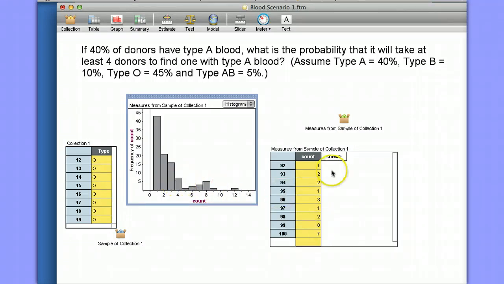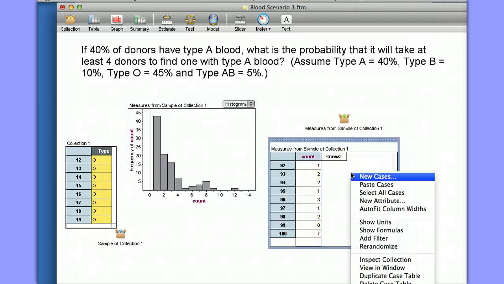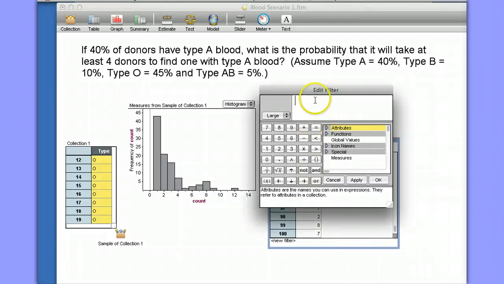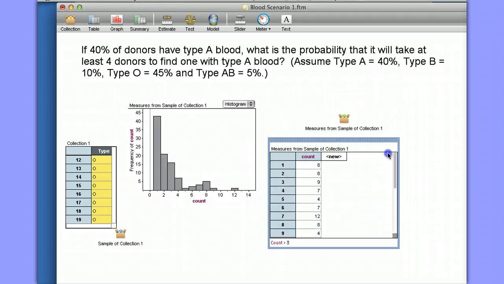So I'm going to go over here to my collection of measures, and I'm going to do a filter. I'm going to add filter, and I want to keep the values where count was greater than 3. So that would be 4 or more donors. And it looks like it did something. Let's take a look. And we can see these are all the counts of 4 and above. The filter was applied correctly.